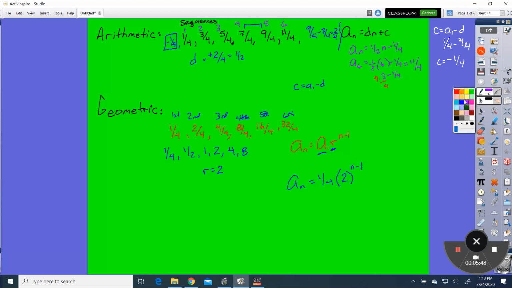Okay, so say I wanted to find the next term, the seventh term, which we know is going to be 16 because we're multiplying by 2. But let's just see how that would work. I plug a 7 in for n. 1/4 of 2 to the 7 minus 1. Well, 7 minus 1 is 6. So 1/4 of 2 to the 6th.